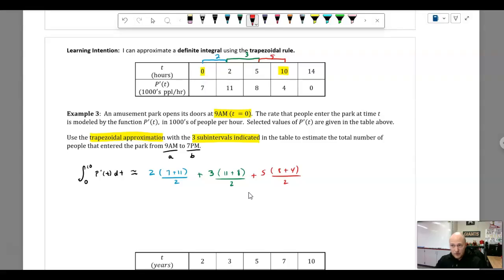Again, this would be an FRQ question. You do not have to simplify. But make sure, if you do, you remember PEMDAS, okay? PEMDAS.